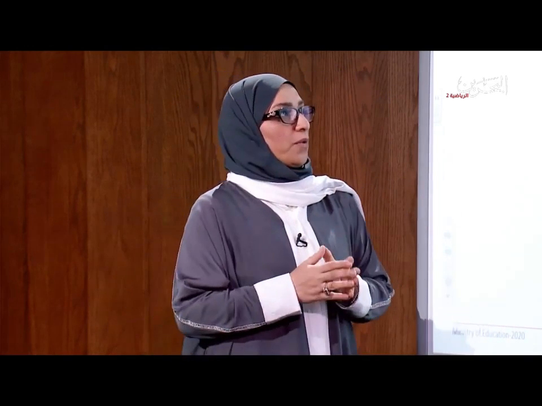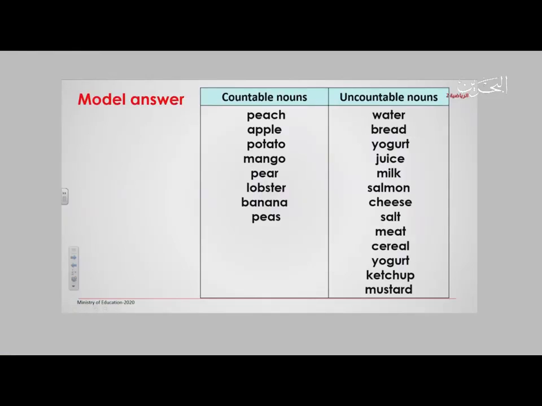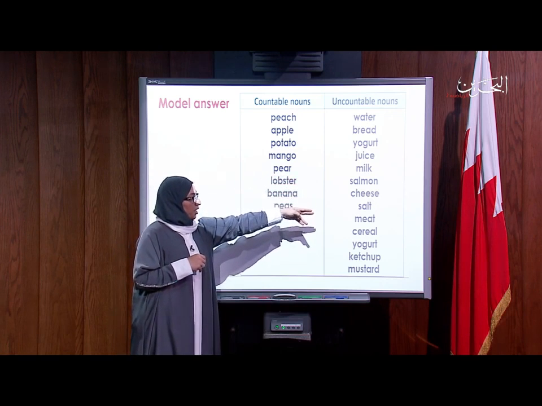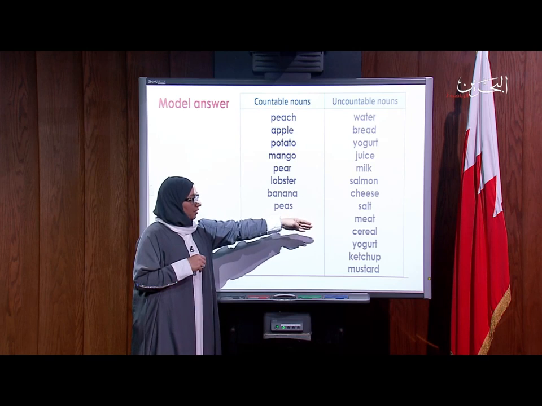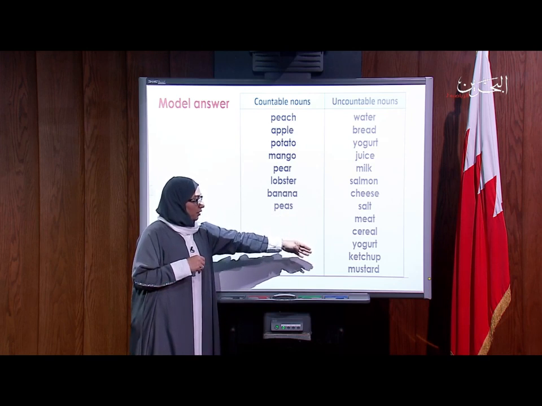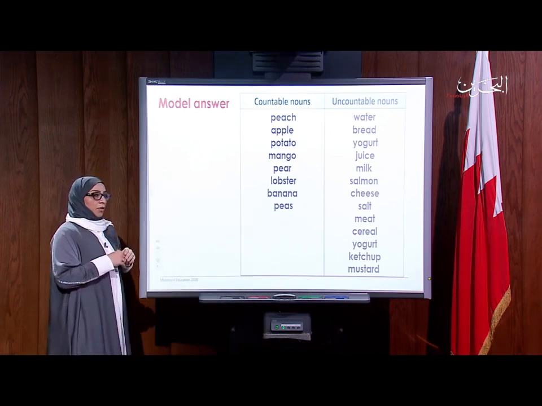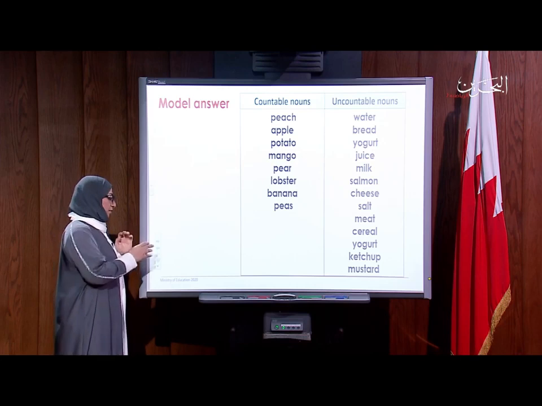Model answers. In the countable nouns group, we have peach, apple, potato, mango, pear, lobster, banana, peas. All these types of food we can count. Uncountable nouns: water, bread, yogurt, juice, milk, salmon, cheese, salt, meat, cereal, ketchup, and mustard. We will go to the second part of our lesson.